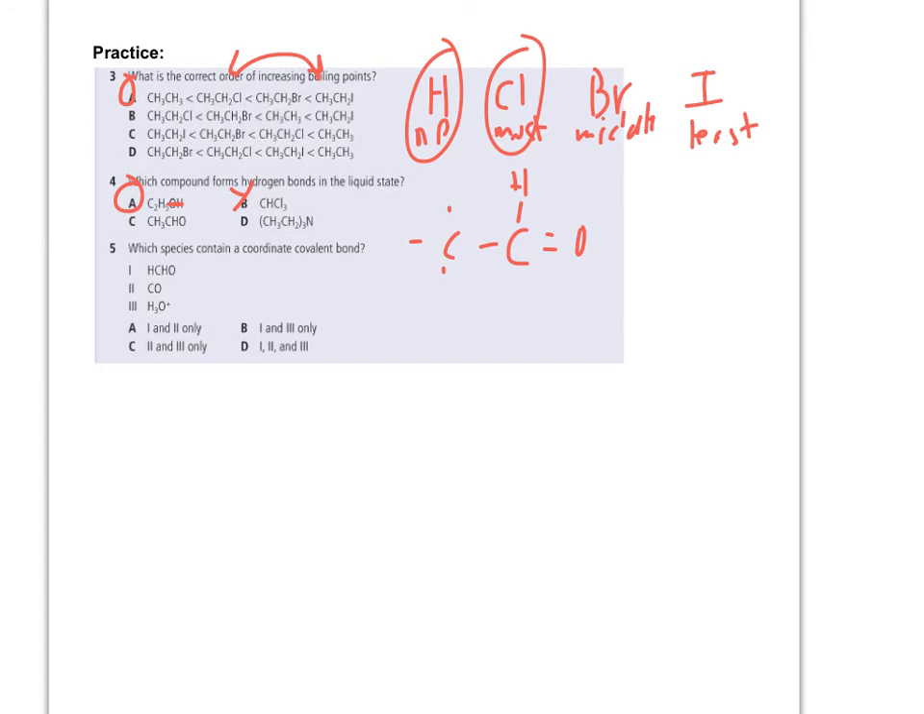Number 5, which species contains a coordinate covalent bond? So you'd have to do some sketching here to know. But CO is going to be a triple bond, and then carbon and oxygen would each have a lone pair. That's because oxygen donates both pairs, so CO has a coordinate covalent bond. And H3O, this is one that came up on an earlier problem. You have H2O like so, and then the H plus comes in and forms a coordinate covalent bond. So C, 2 and 3 only would be the correct choice.